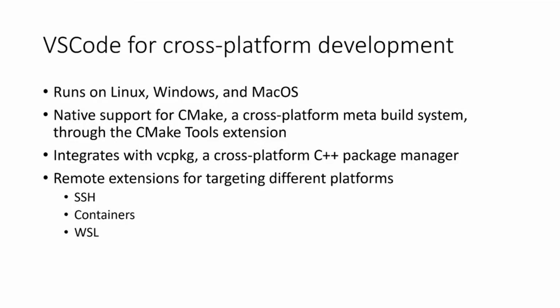It runs on Linux, Windows, and Mac OS, as I mentioned before. It has native support for CMake, and CMake is a cross-platform meta build system. And because VS Code has such great support for CMake projects, you can have your CMake project as a cross-platform project and configure on VS Code regardless of what OS you're using. VS Code also integrates well with vcpkg, and vcpkg works across all platforms as well. So if you're using CMake and you're using vcpkg in your project, that sets you up to be able to configure your project easily in VS Code across Windows, Linux, and Mac.